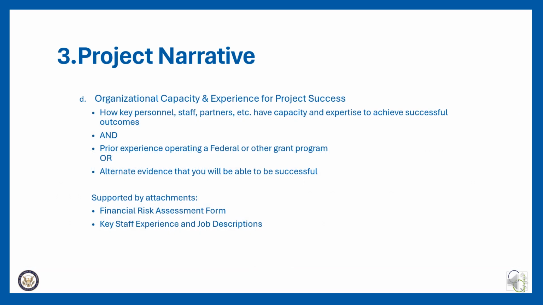The last part of the project narrative is essentially your case for why you and your partners and your subrecipients, if you have any, are a high quality applicant, and the Department of Labor should have confidence you will be successful in your plans. So in this organizational capacity and experience for project success section, you will talk about how key personnel, staff, partners, etc., have the capacity and expertise to achieve successful outcomes, and either prior experience operating a federal or other grant program, or some other evidence that you will be able to be successful.